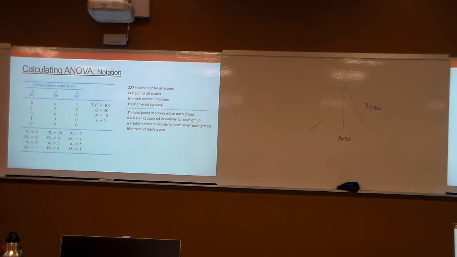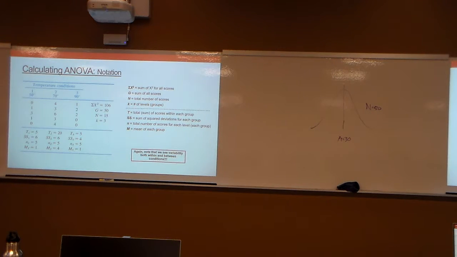N is the total number of observations we have. K is the number of level groups. Total sum of squares is the sum of squares for each group. Small n is the total number of scores within a group, and then mean is the mean of each group. So here, if we add these all up, the total gives us 5. If we take the sum of squares of these, it's going to give us 6. 5 people in each group, mean of 1. Same thing here, same thing here. You'll get a general sense of where these numbers are coming from.